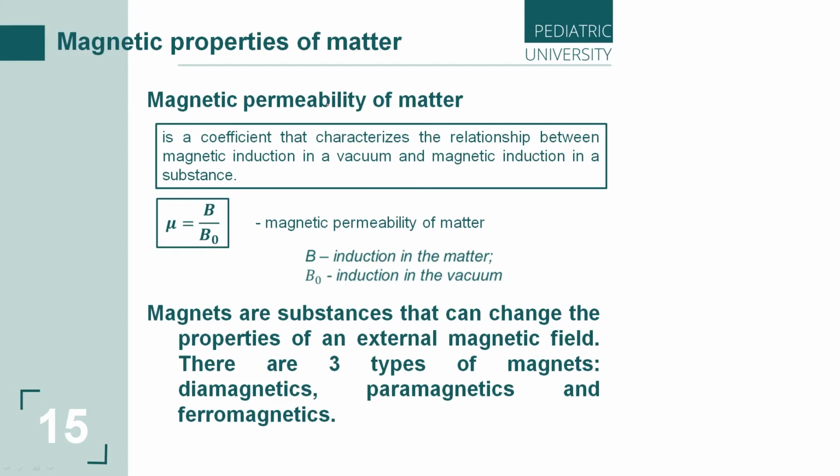This is the magnetic permeability of the substance of matter, denoted by the Greek letter mu. This is the coefficient that characterizes the relationship between magnetic induction in vacuum and magnetic induction in substances. How can we calculate it? We should put induction in the matter divided by induction in the vacuum, and so we get the magnetic permeability of matter.